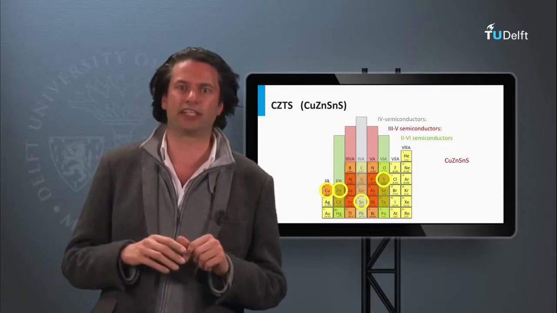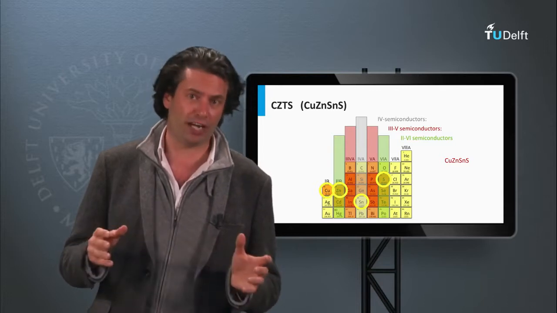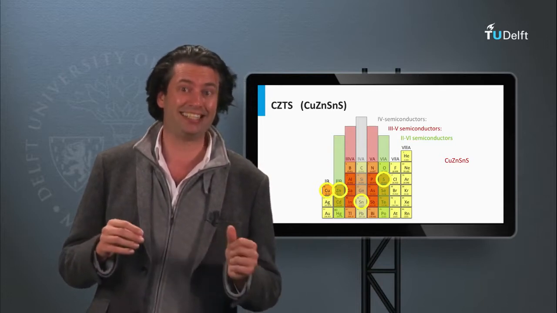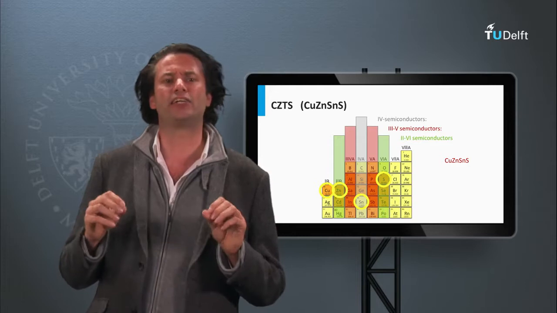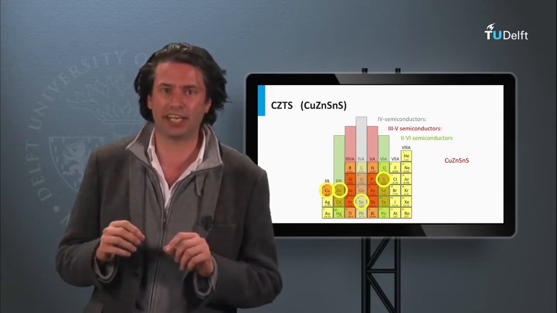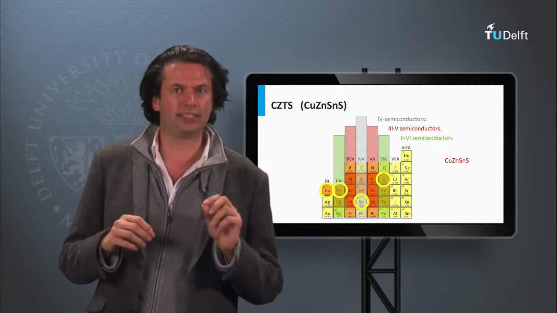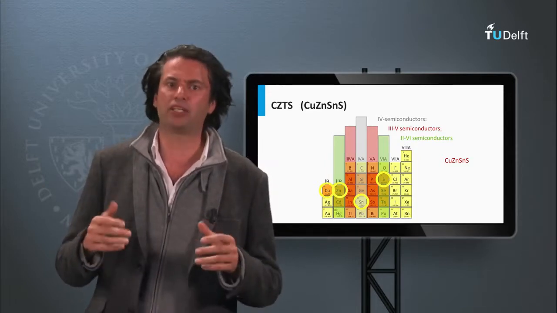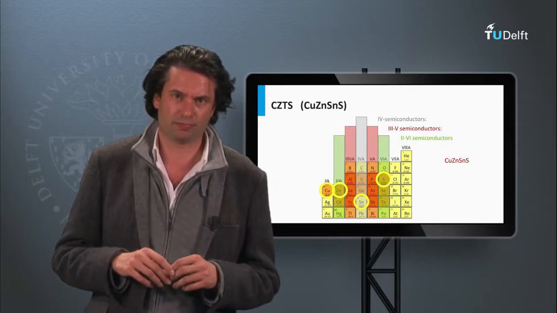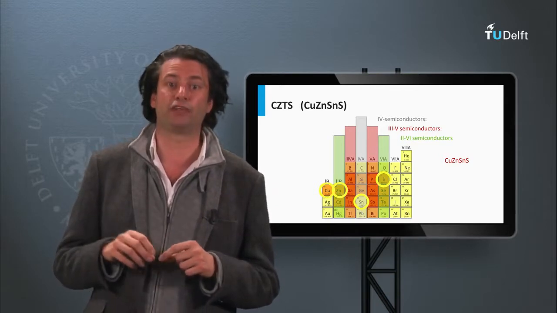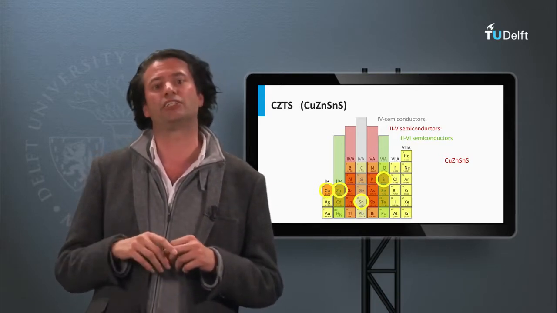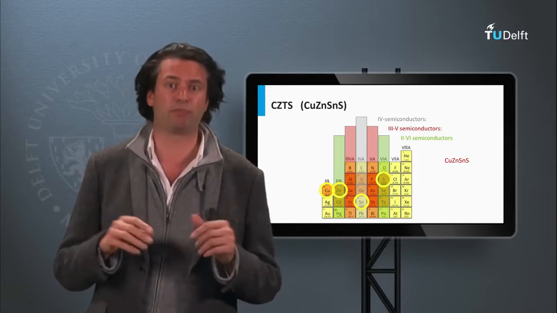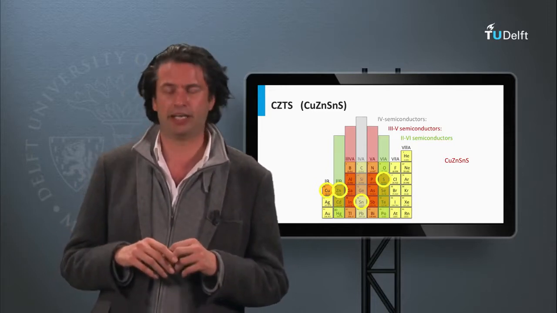Consequently, the interest in copper zinc tin sulfide, referred to as CZTS, is increasing to replace the CIGS absorber layer. CZTS is based on non-toxic and abundantly available elements. The current record efficiency of CZTS solar cells on lab scale is around 11% as achieved by IBM.